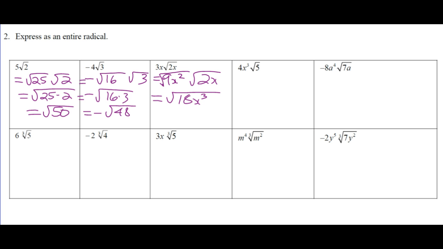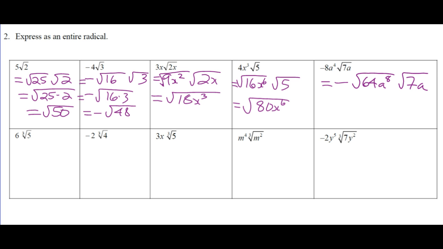Okay, at some point we got to realize that we could do big kid math now. Have to write it all down. Okay, so this is the square root of 16x to the 6th times root 5, which is 80x to the 6th. This is negative. Negative stays out front. Square the 8a to the 4th, giving me 64a to the 8th times the root of 7a, negative 420 and 28 is 468. A to the what? 9.